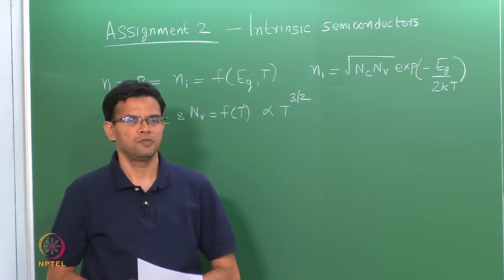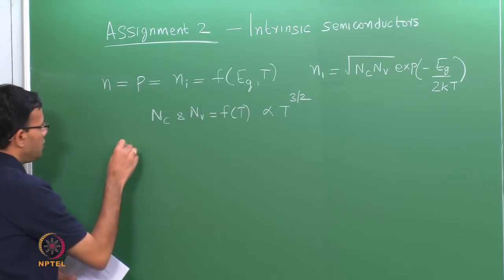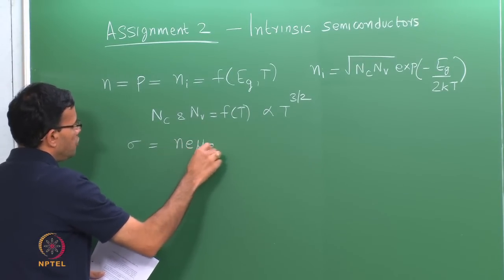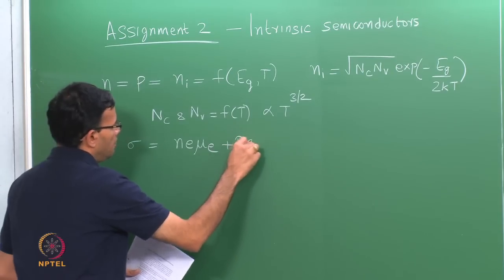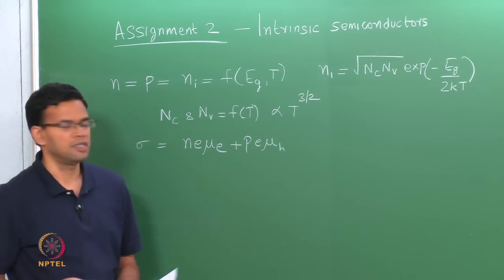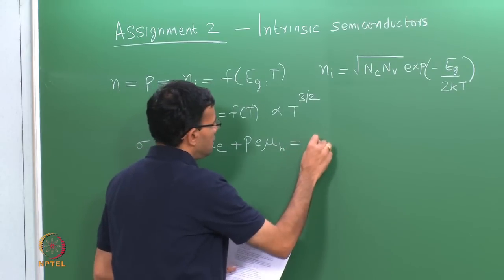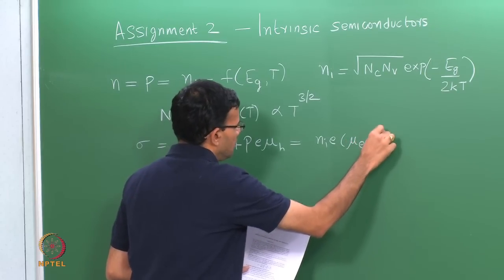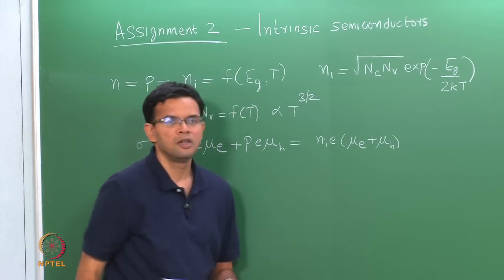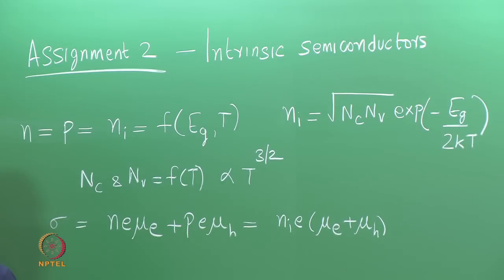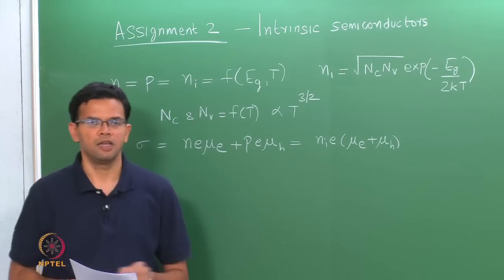We also saw the general equation for conductivity, sigma is nothing but N e mu e and P e mu h. In the case of an intrinsic semiconductor, this just becomes Ni e (mu e plus mu h). So, these are just a few points about intrinsic semiconductor. We will be using them today during the course of the assignment.